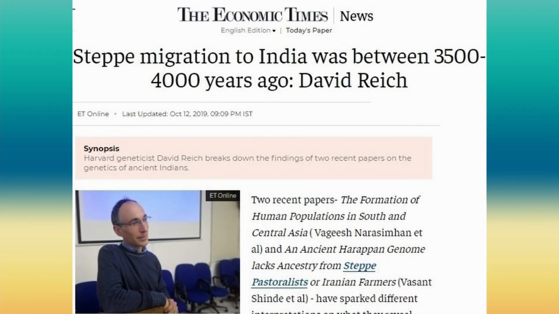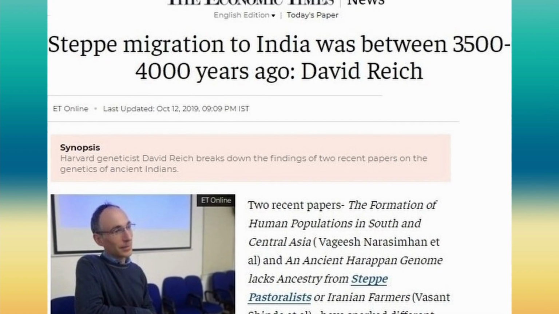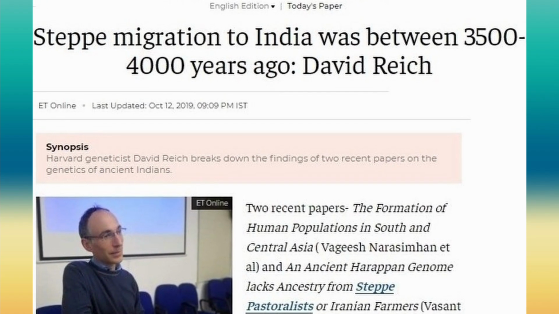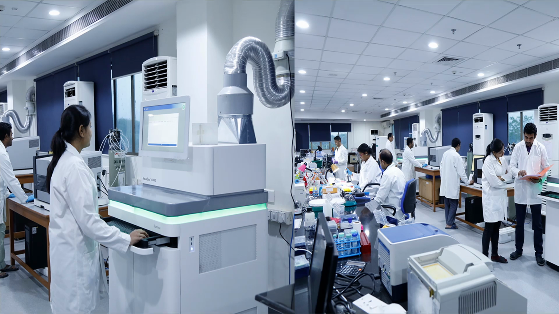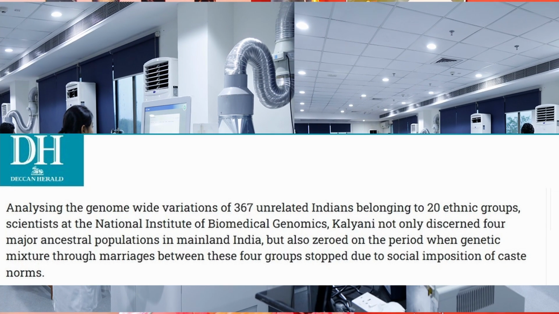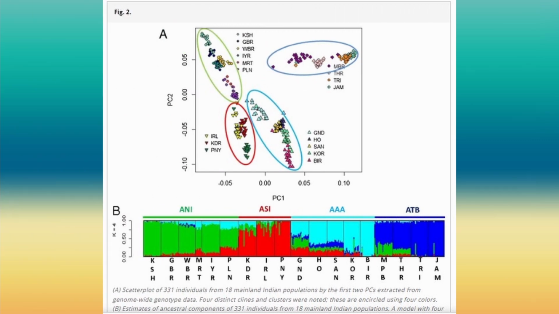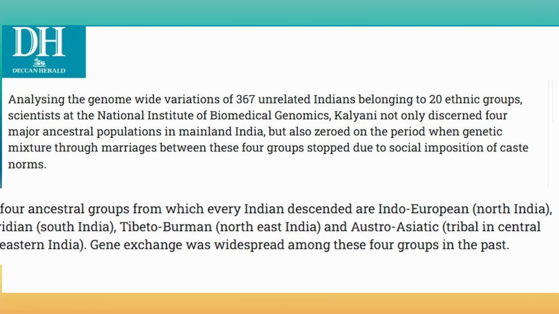And David Reich, in a previous study, had already shown that most Indians have roots in two strains, the ancestral North Indian and the ancestral South Indian. There was also an Indian study conducted by researchers of the National Institute of Biomedical Genomics at Kalyani in West Bengal. They analyzed the genotype data of 367 persons drawn from 20 ethnic groups. The four ancestral groups from which every Indian descended are the Indo-Europeans, that is North India, the Dravidian, that is South India, the Tibeto-Burman, Northeast India, and Austroasiatic, tribal in Central and Eastern India.